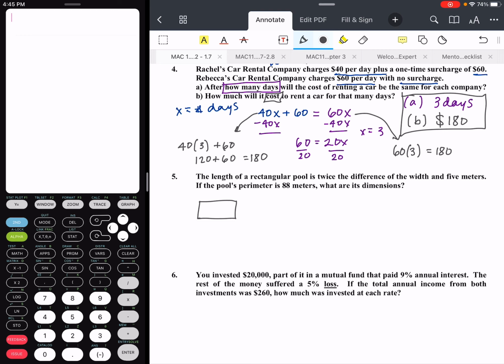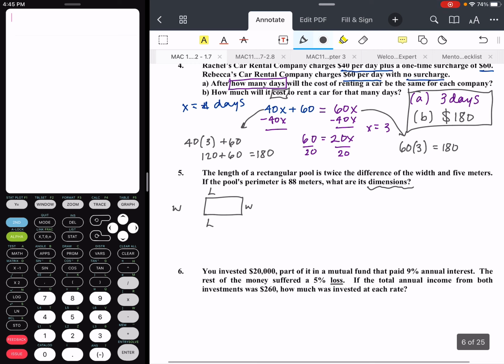And maybe I'll label this as the length of the pool and this the width. So that means this would also be a length and this would also be a width. And we don't know what the length and width are. That's what we're trying to find, right? What are the dimensions? All I know is that the length is twice the difference of the width and 5 meters. So if I'm calling the width W, then I could write the length of the pool in terms of this other variable, the width of the pool.